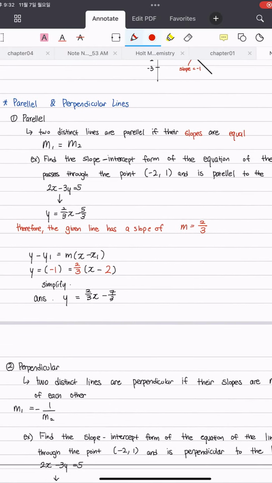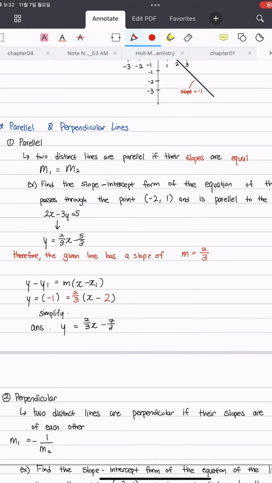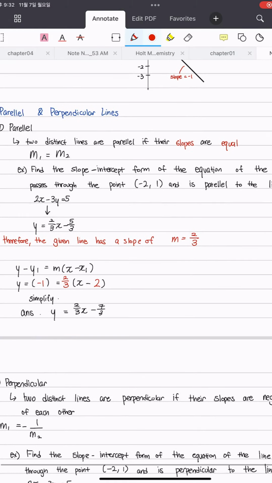Now let's look at parallel and perpendicular. The concept of parallel lines is when 2 distinct lines are parallel, and we can identify this by seeing if their slopes are equal. So m1 is equal to m2.